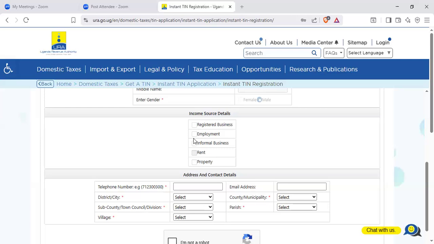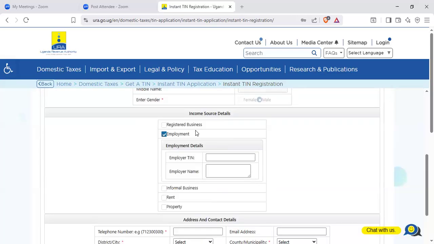So here I can click, let's say, employment. If you click on employment, they will ask you for the employer's TIN. You put the employer's TIN. If you are in employment, of course, if you put his TIN or her TIN or the company's TIN, the name will auto-populate. The name will auto-populate.